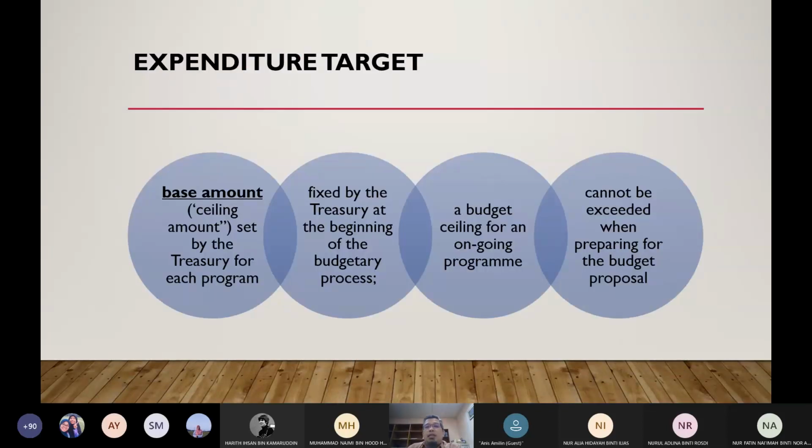Right, expenditure target as part of fiscal control. You can see expenditure target at the agency level or at the controlling officers, and this mechanism is part of MBS, but it can be traced as part of a global trend, which is basically fiscal control introduced by the World Bank. So you can see this sharing of knowledge and information. It provides a base amount, a ceiling, for each program, fixed by the Treasury at the beginning of the budgeting process for ongoing programs, not for new programs. It cannot be exceeded when preparing the budget.